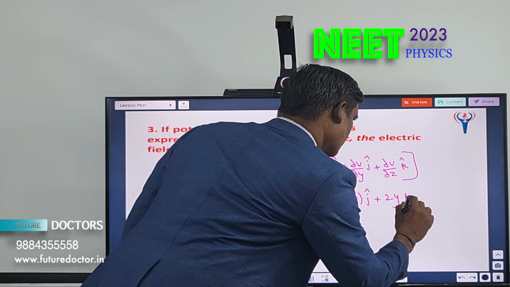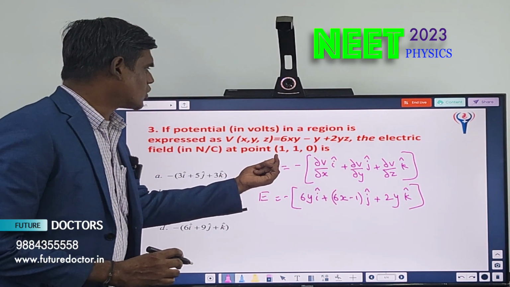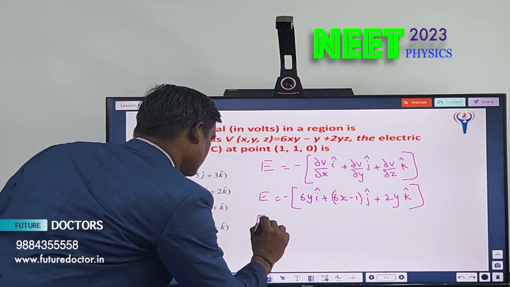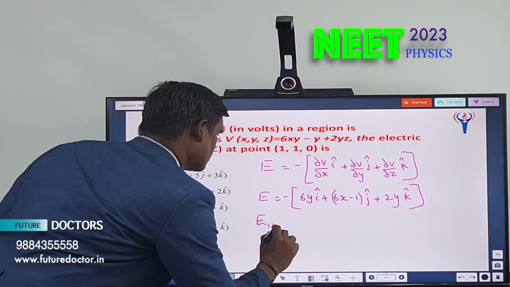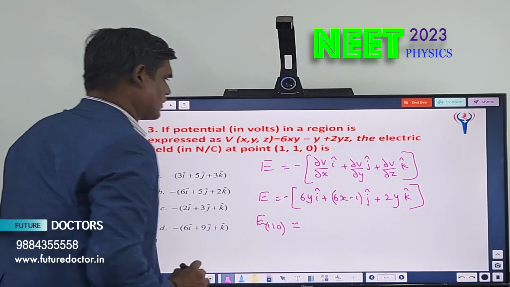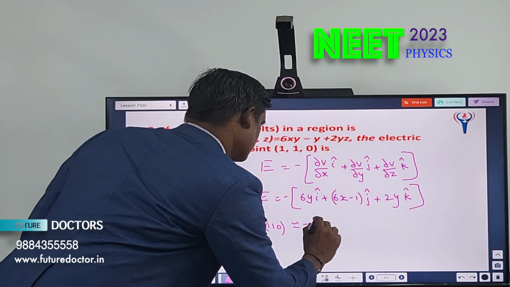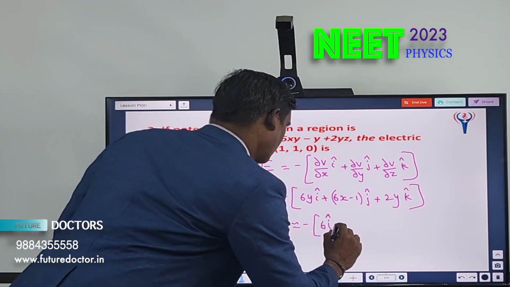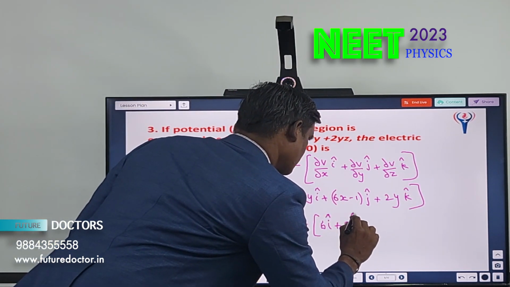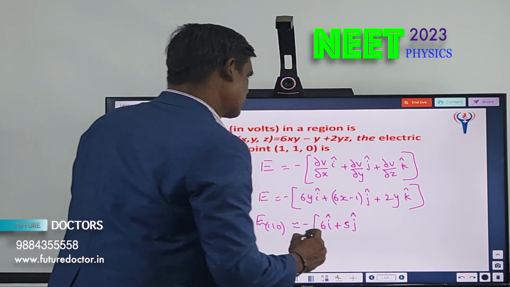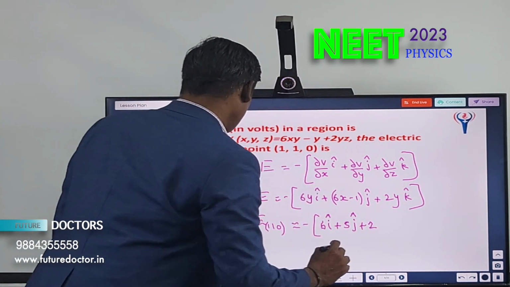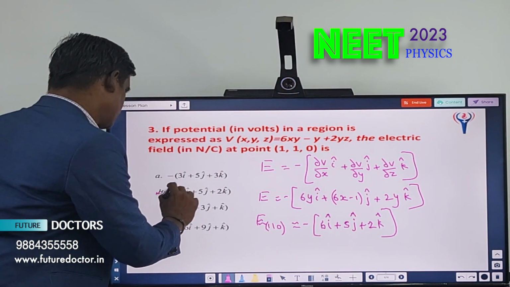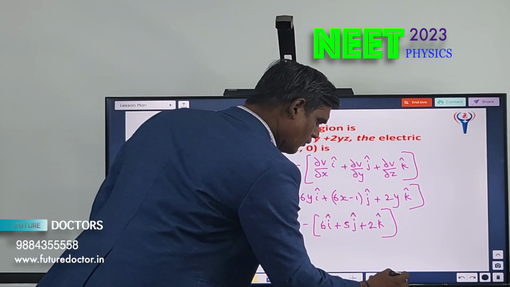2y into k cap. And substitute x equal to 1, y equal to 1 and z equal to 0. E at (1, 1, 0) equals 6 into 1, that is 6 i cap, and 6 into 1 minus 1, that is 5, so plus 5 j cap. 2 into y, y is already 1, so plus 2 into 1, that is 2 k cap. Which option? Option B. Option B is the correct answer. Let's move to question number 4.